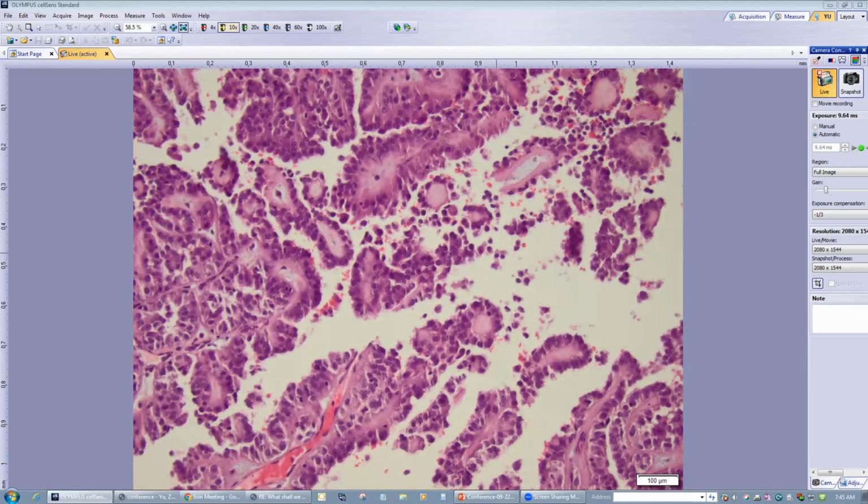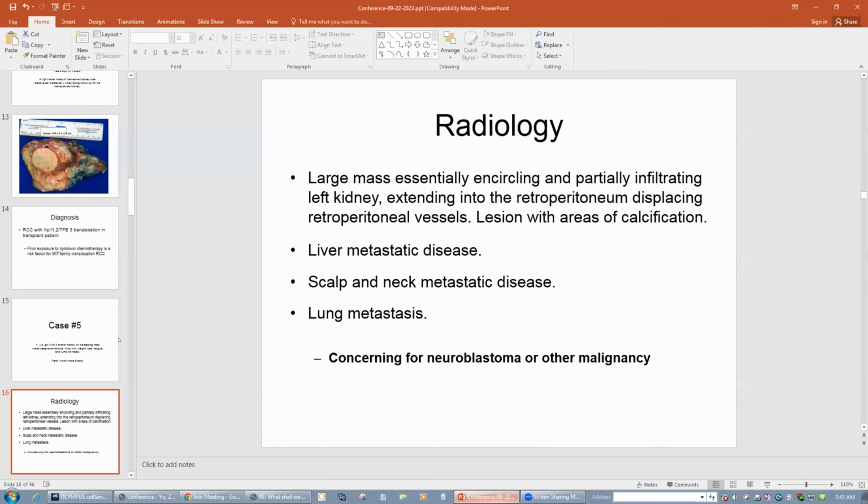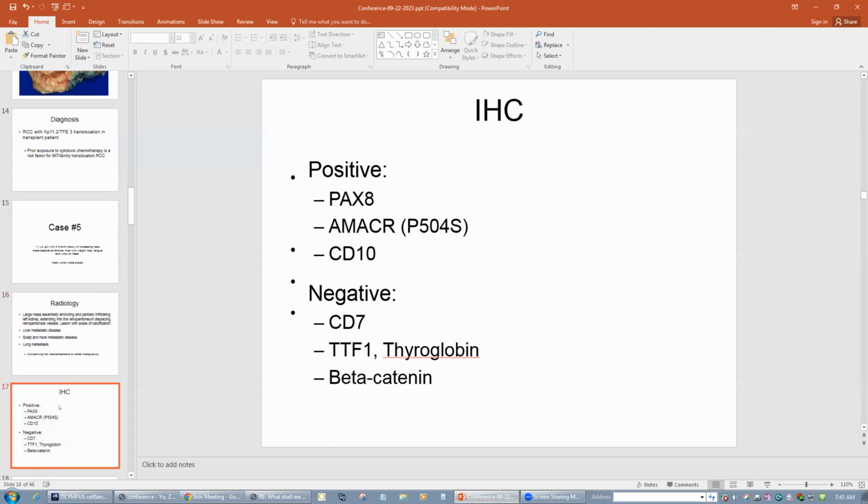And because the patient is young, we thought it could be a TFE3 Xp11 translocation tumor. So we did TFE3, and it was positive. So the diagnosis was confirmed. We ran a few immunostains. The tumor is positive for PAX8, indicating it comes from the kidney. Also AMACR positive, a usual characteristic of a translocation tumor. CD10 is also positive, characteristic of this tumor.